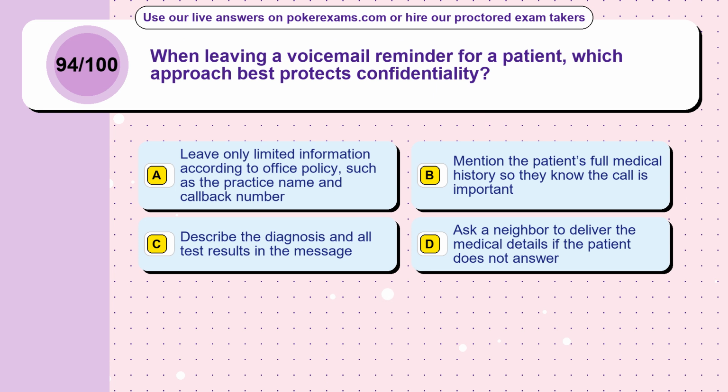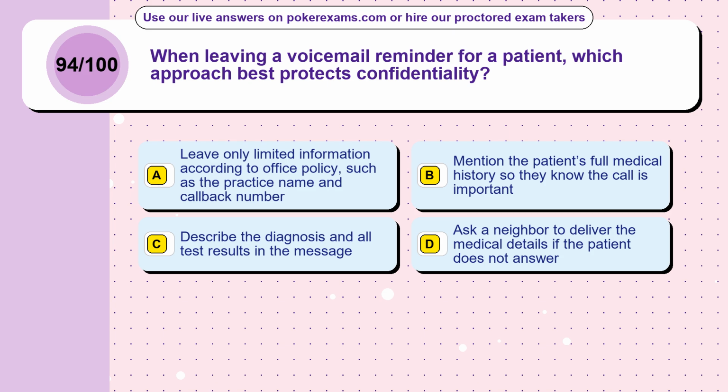Question 94. When leaving a voicemail reminder for a patient, which approach best protects confidentiality? Option A. Leave only limited information according to office policy, such as the practice name and callback number. Option B. Mention the patient's full medical history so they know the call is important.